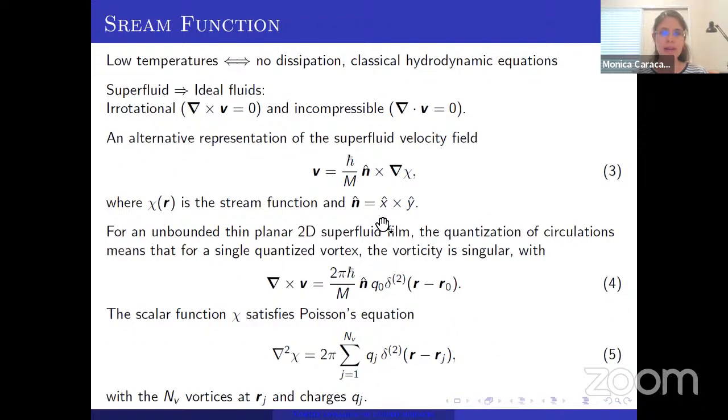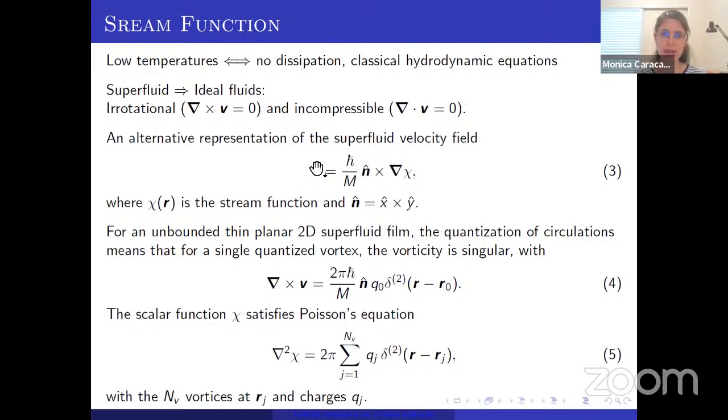Okay, then I would like to tell you that for this low temperature system, you have no dissipation. In this scenario, you can describe your superfluid as an ideal fluid that obeys the classical aerodynamic equations. What is an ideal fluid? Besides being irrotational, also incompressible, the divergence of v equals 0. Two factors define a superfluid as ideal. Just because of this incompressible condition, you can also represent your velocity field in terms of another scalar potential that I call here the stream function.